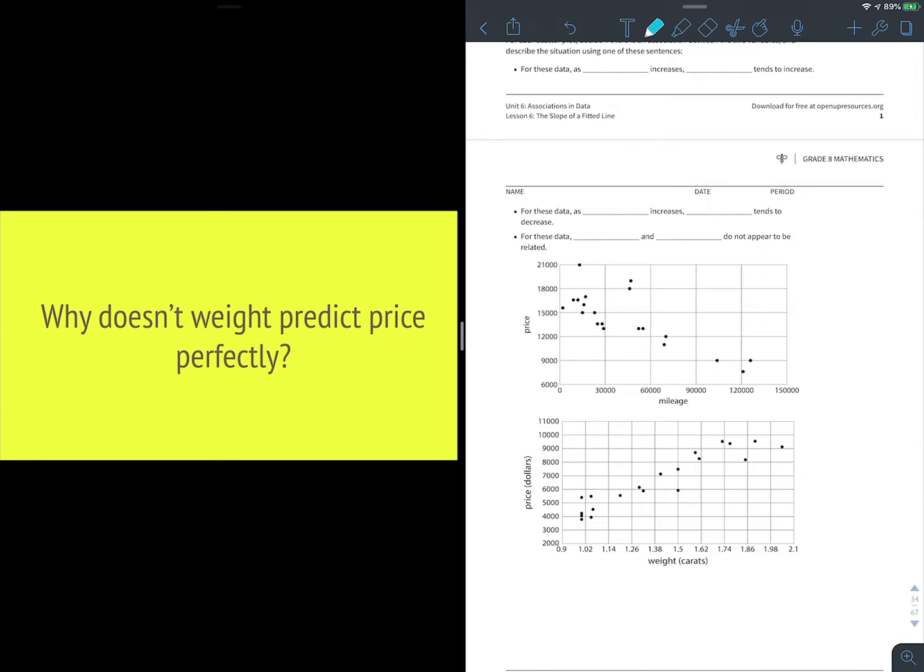Why doesn't the weight predict the price perfectly? And if you recall from our last lesson, I forget which lesson it was, there are other factors like the cut of the diamond, the clarity of the diamond, things like that.